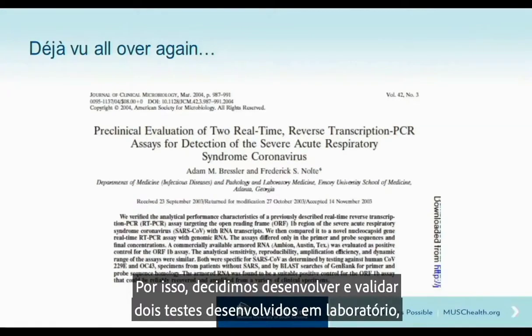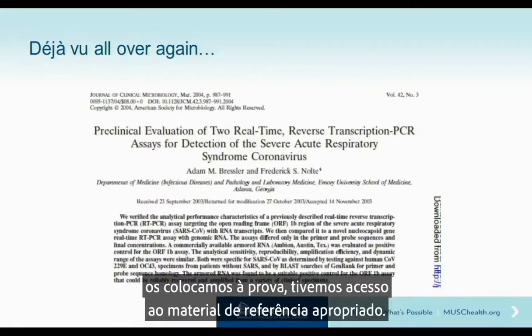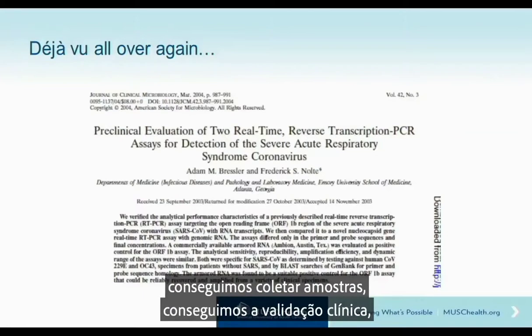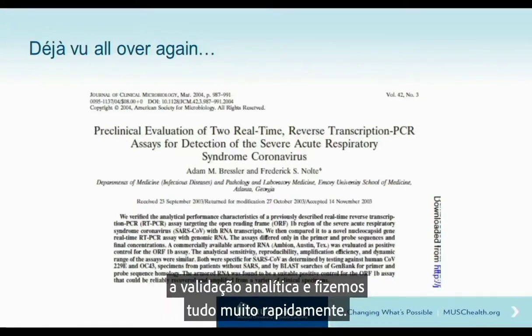So we took it on ourselves to develop and validate 2 laboratory-developed tests. We put them through their paces. We had access to the appropriate reference material, both commercial and from investigators around the world. We were able to contrive samples. We were able to do the clinical validation piece and the analytical validation piece, and we did it very quickly.